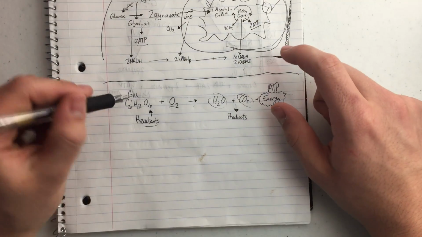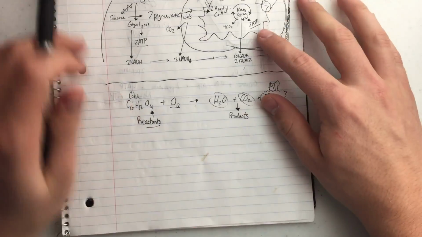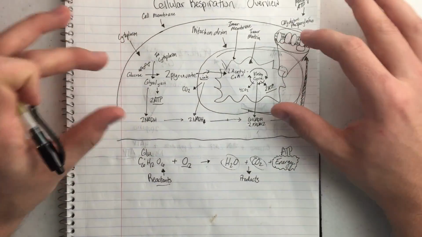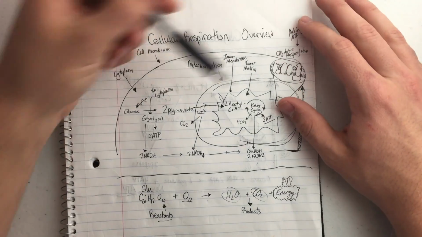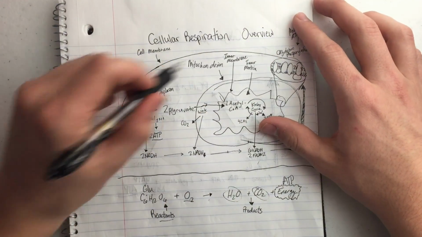So the goal is to take this high energy molecule, add some oxygen, and we're going to get back water, CO2, and ATP. So we have that glucose, and this is kind of a depiction of a cell. There's a lot going on here, and I'll do my best to explain. But this outer wall right here, this line, is the cell membrane.